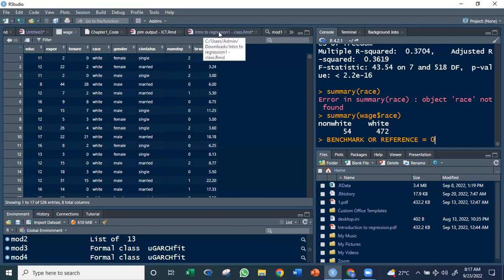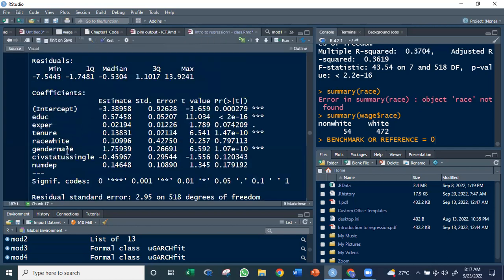Bakit race white? Okay? So yung race white, si white yung 1. So si non-white yung reference variable. Now it's important to understand that because when we interpret this now, we will interpret yung race na white in relation to your race na non-white. Okay, so it's not statistically significant, pero let's assume that it's statistically significant.